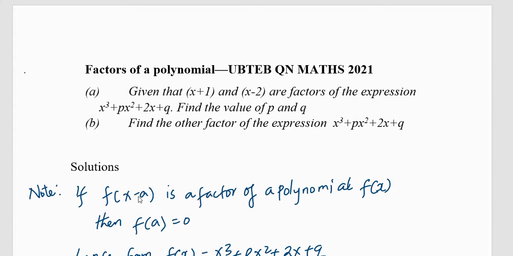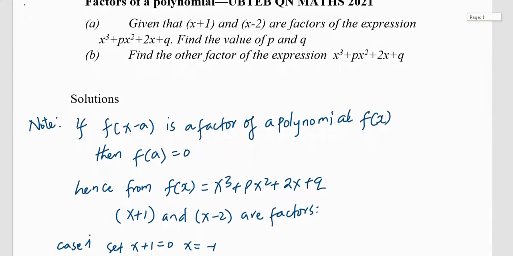If x minus a is a factor of the polynomial f of x, and this is an important point to note, then it means f of a is equal to 0. In other words, we have to look at this x plus 1. If we substitute it in the polynomial here, then this polynomial should be equal to 0. So let us look at what we are trying to mean here.